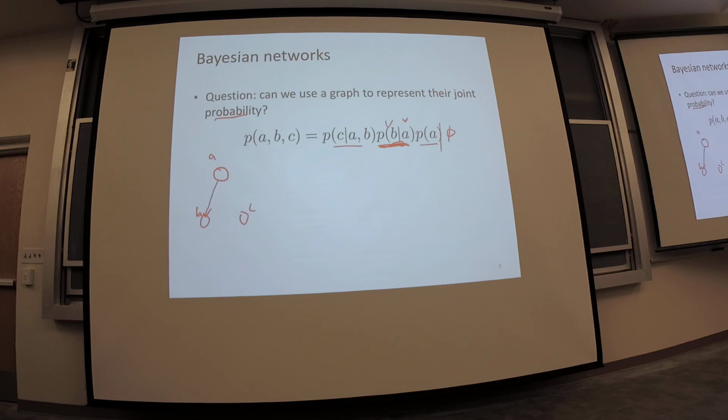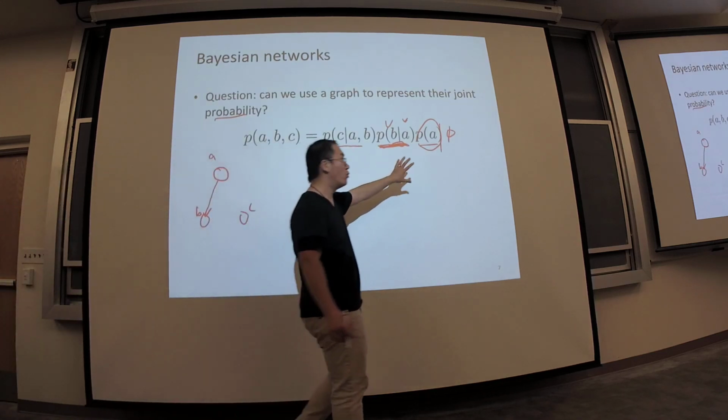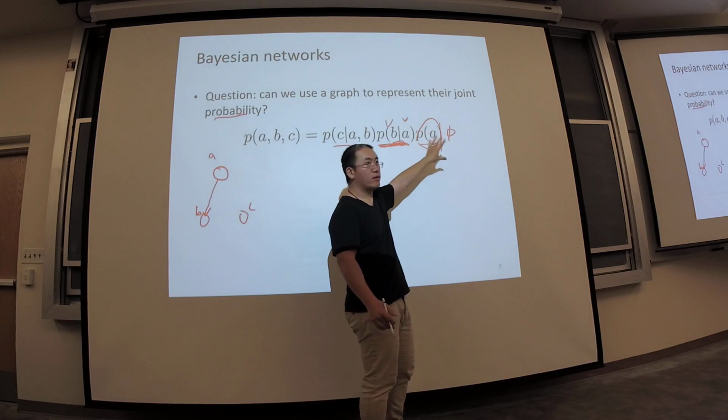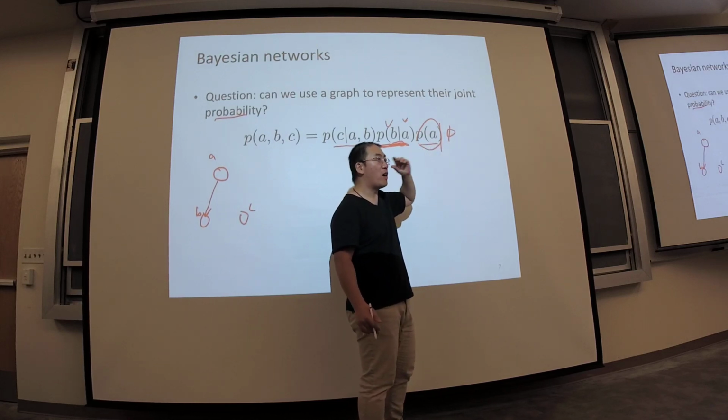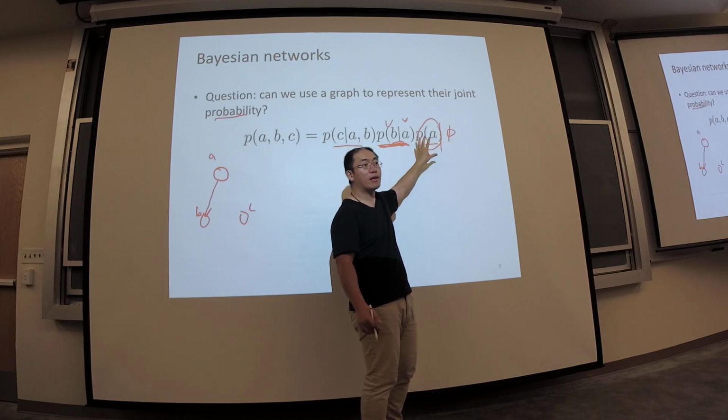Let's go back to this first term. A special conditional probability means that we condition on nothing. It means, okay, I just get A. I do not need to look at the values of other variables. That just means I do not have any incoming link. No one else is going to issue a link to me.